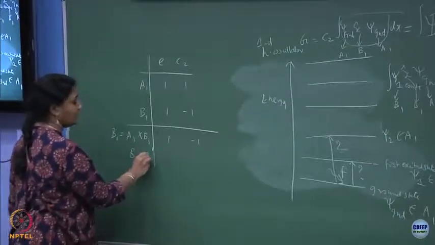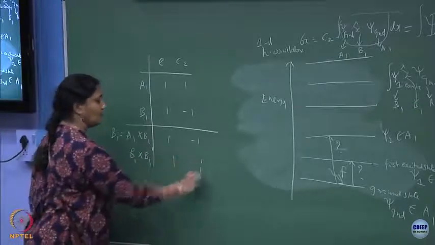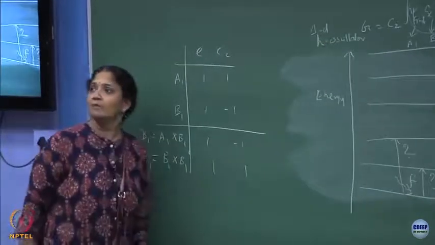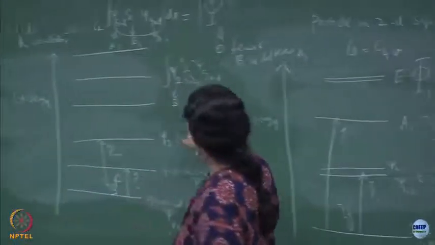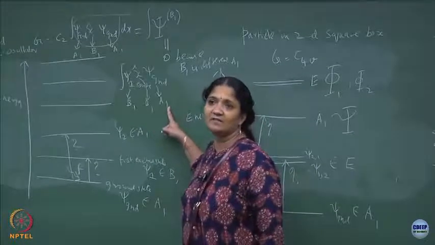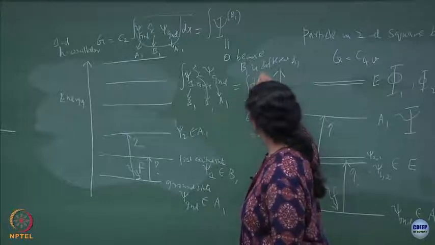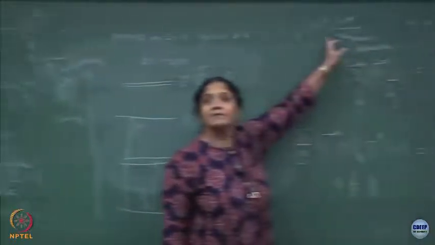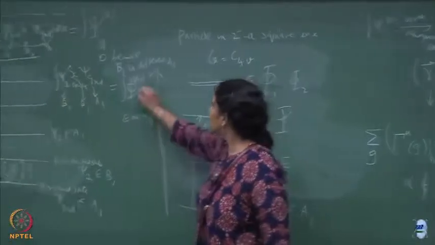You just have to multiply the characters, right? The characters multiplied will give you that is A1. So, this multiplication of B1 times B1 is A1, A1 times A1 is A1. So, essentially it will give you a piece which is A1, and by this argument it will be non-zero.